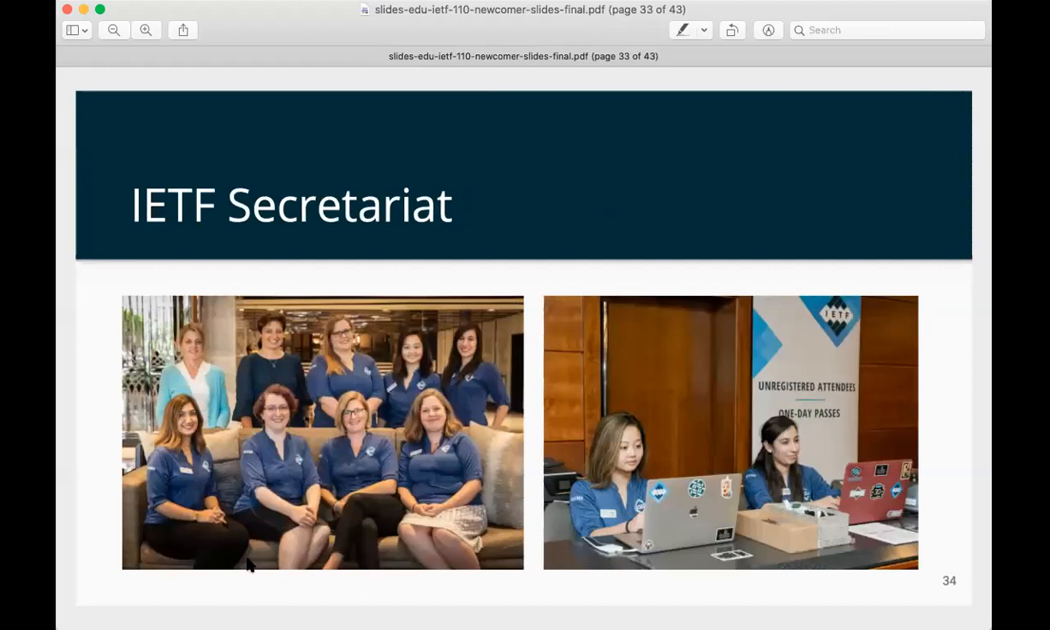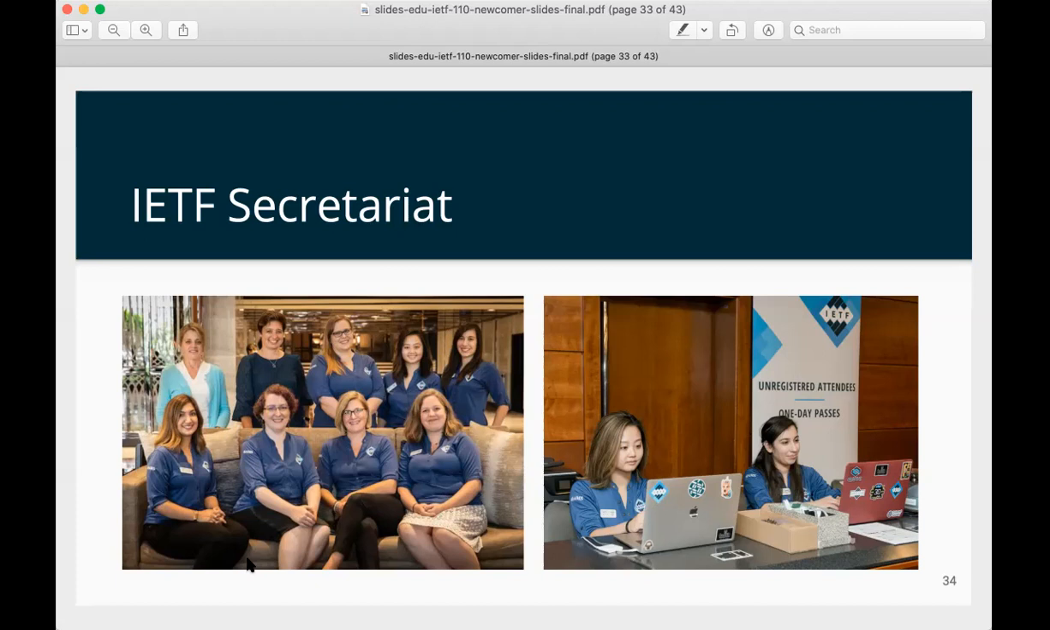The IETF secretariat is a group of folks who basically do all the heavy lifting for the meetings and everything in between. Ordinarily at a regular IETF meeting, you could find them at the registration desk, in the same color shirts. Usually that tells you that they're somebody on staff that can help you. This is a company called AMS. They do an excellent job.